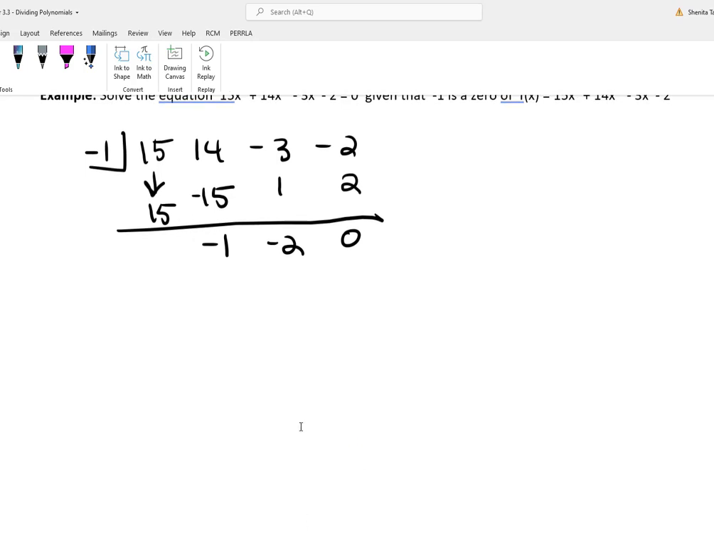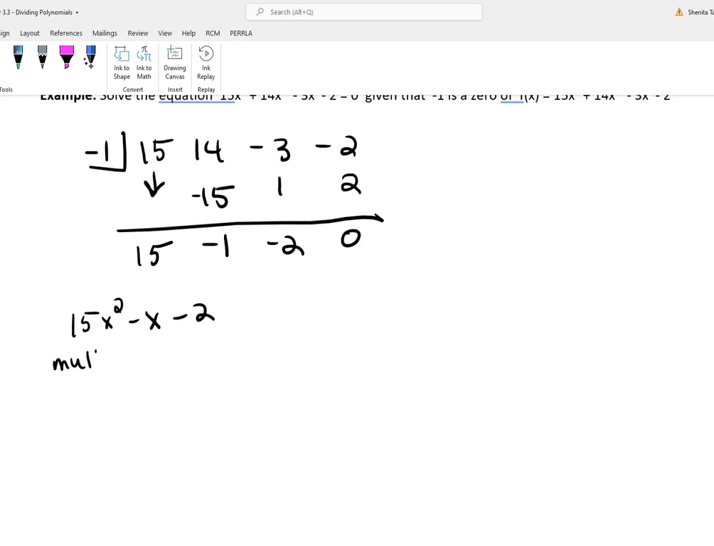Oh, what happened? I think my screen switched. Hold on. It's supposed to go down here. Alright, so I'm left with 15x squared minus x minus 2. I need to factor this to figure out the rest of my zeros.